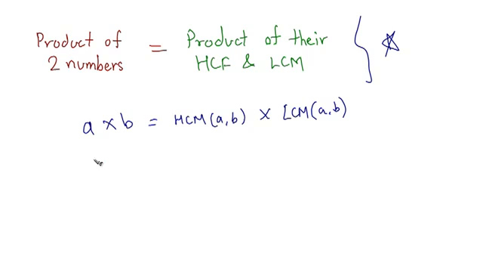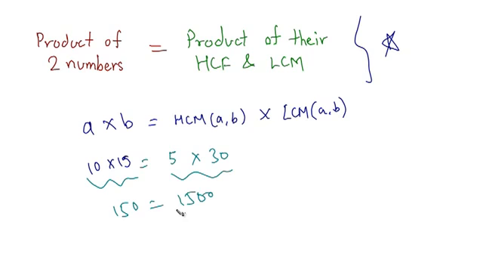So if you have the numbers 10 and 15, the HCF of 10 and 15 is 5 and the LCM is 30, you will find that these two expressions are equal. 10 into 15 is 150 and 30 into 5 is 150. So remember that the product of two numbers is equal to the product of their HCF and LCM.